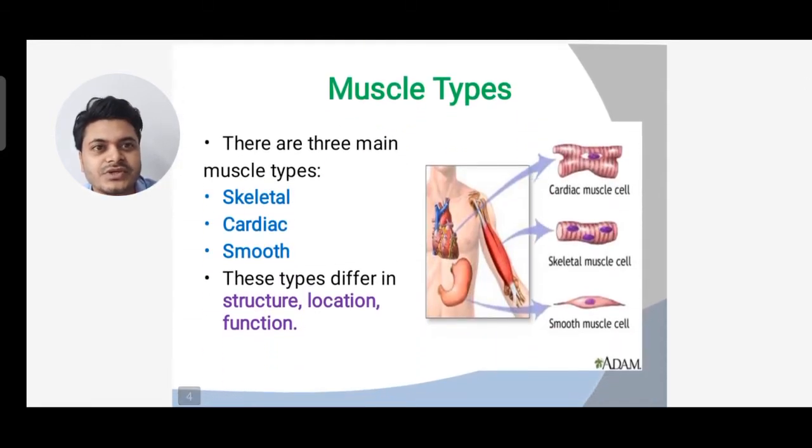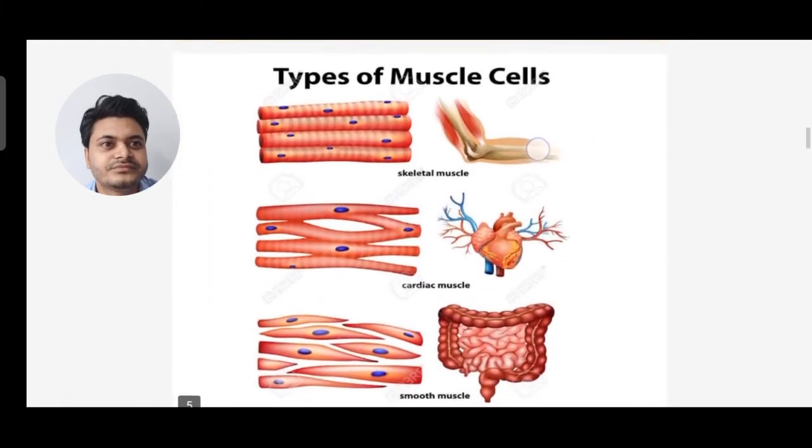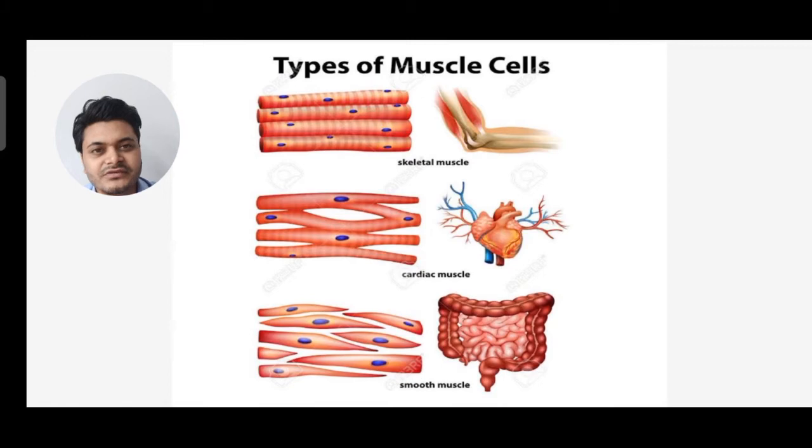You can see muscular tissue are of three types, as I have said just now. One is skeletal, one is cardiac and another is smooth. So these types differ in structure, location and function. You can see cardiac muscle present in the heart, smooth muscle present in the stomach and the skeletal muscle present in the limbs. The figures are given very nicely.